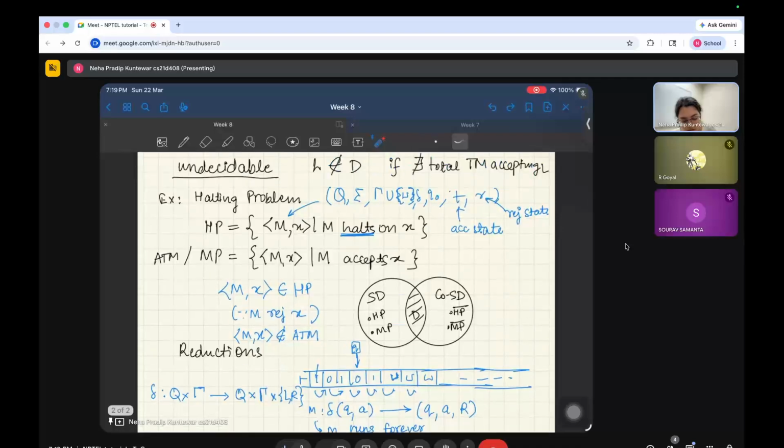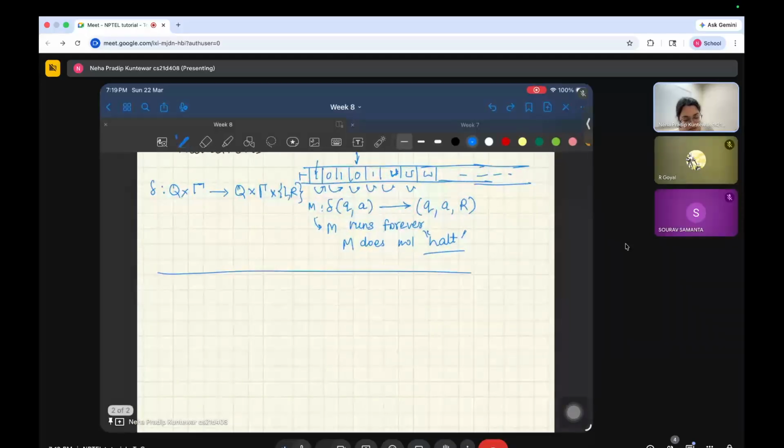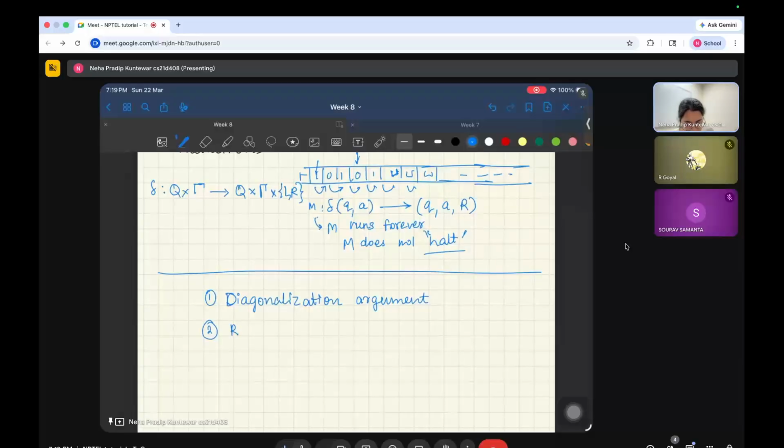So this is just a recap of the definitions of the semi-decidable and co-semi-decidable sets, and the languages that we saw there. One way to show that a language is undecidable is the diagonalization argument, and the second way is that you do reductions.